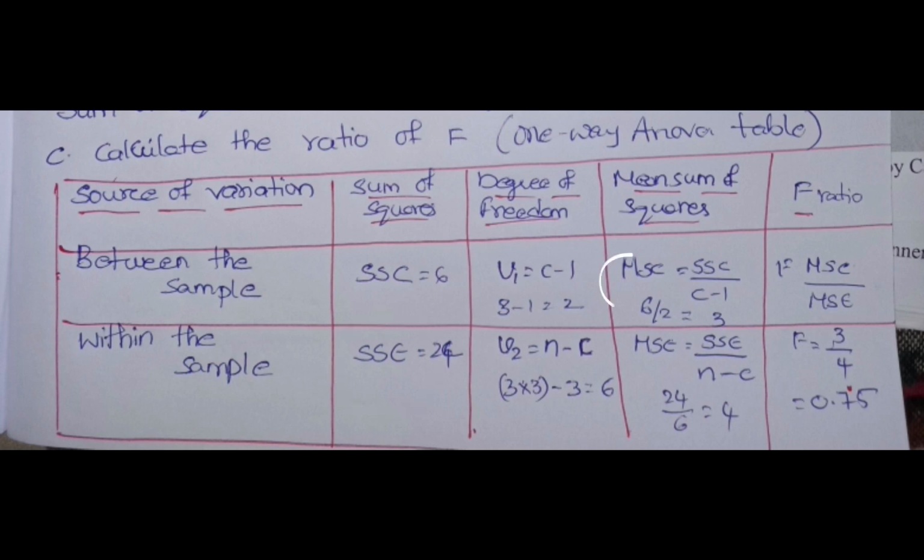MSC means mean sum of squares between the sample. MSE means mean sum of squares within the sample.